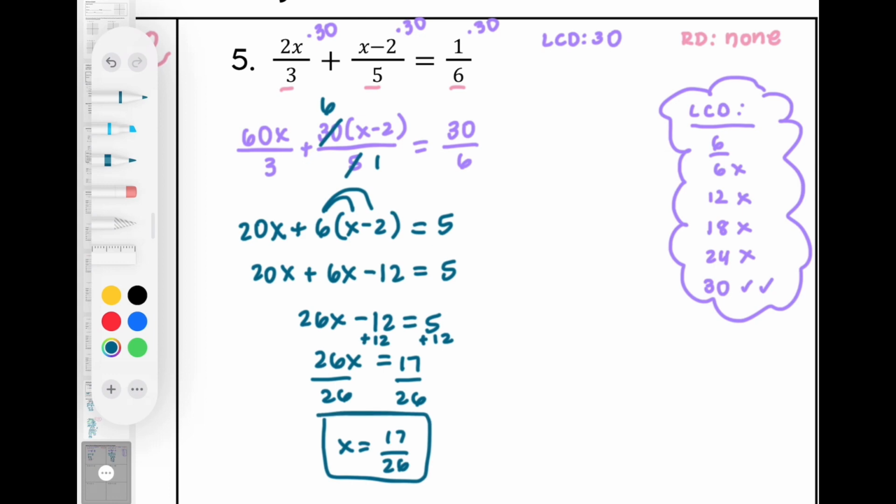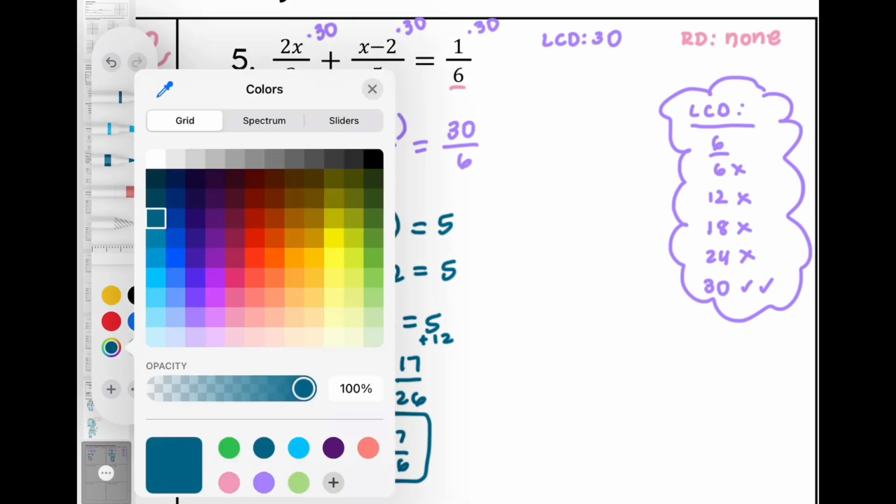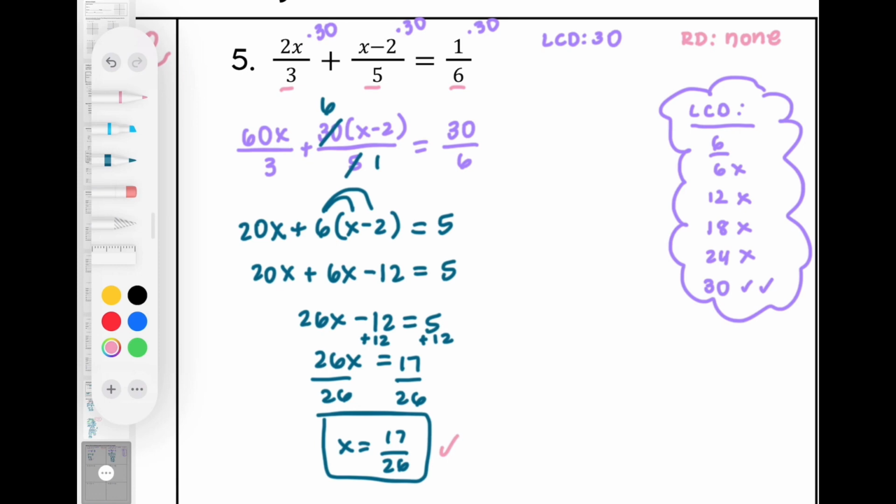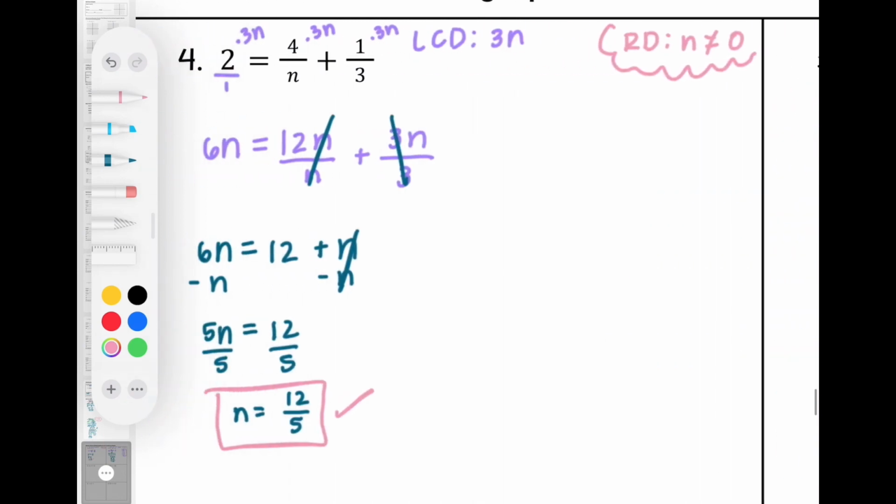So now we need to check it against our restricted domain, which we didn't have one, so this answer is good to go. All right, next question.